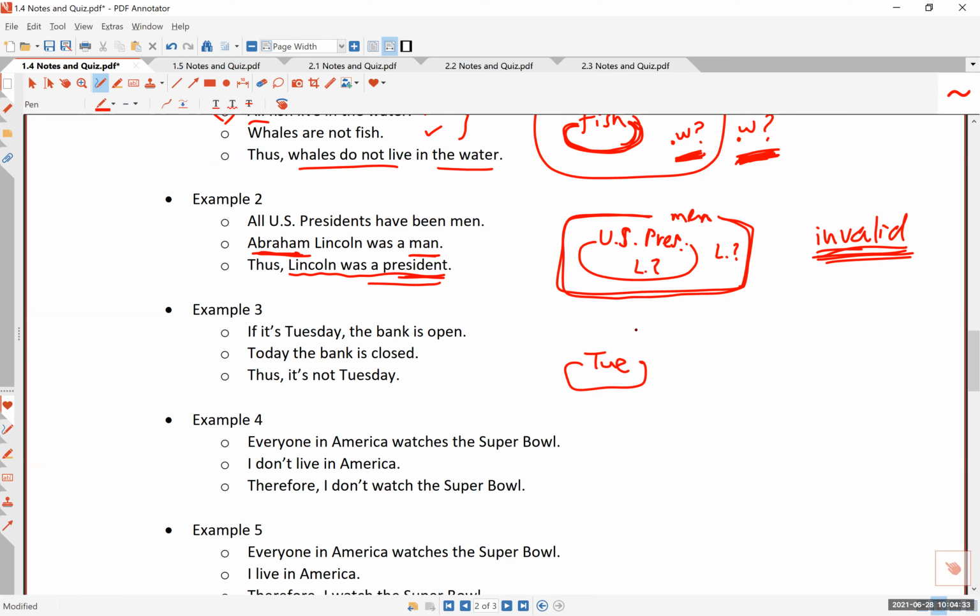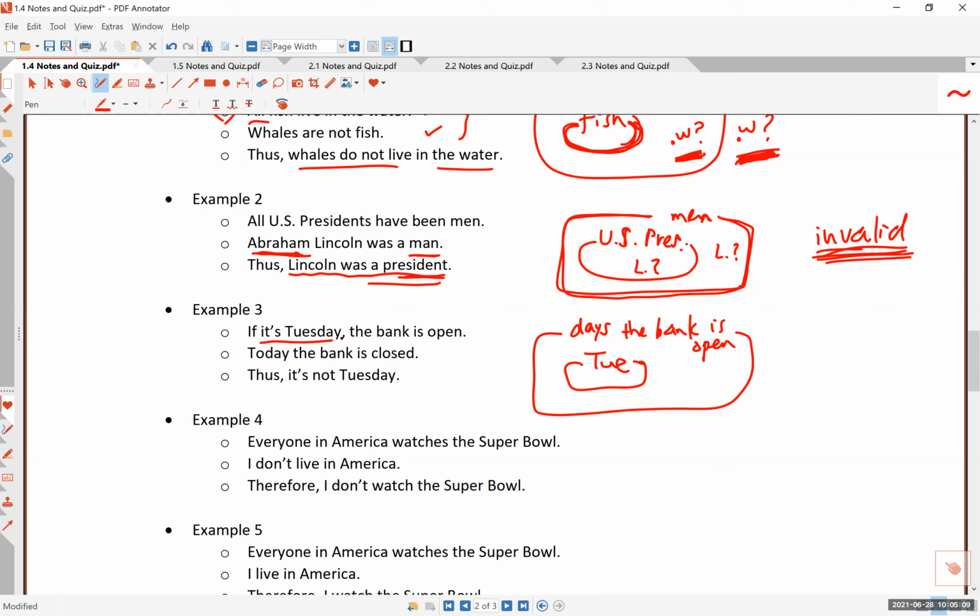So Tuesday happens to be a set, the smaller set, and the outer circle is technically days the bank is open. It's wordy, okay? You can just say open, and that's okay too. So Tuesday happens to be one of the days that the bank is open. The bank may be open in other days. Hopefully it is, if it's a regular bank, right? But Tuesday definitely is one of those days when the bank is open. That's what the first statement says.